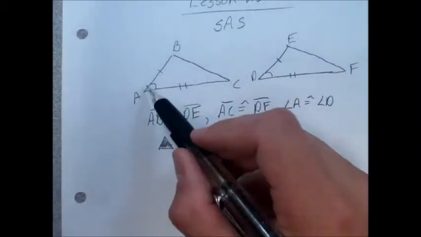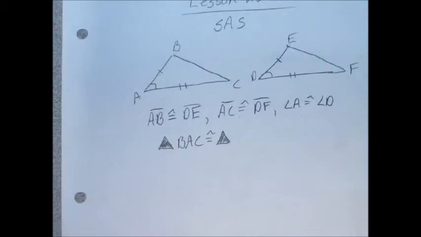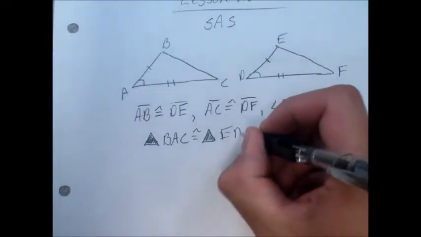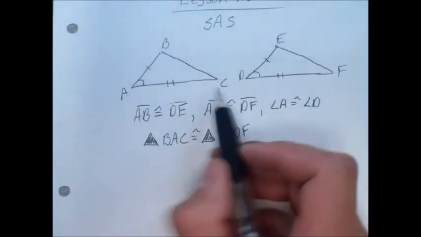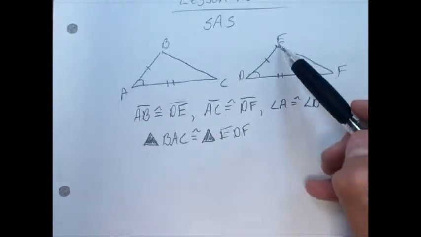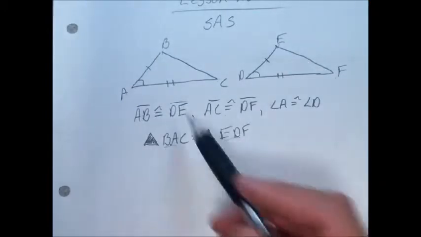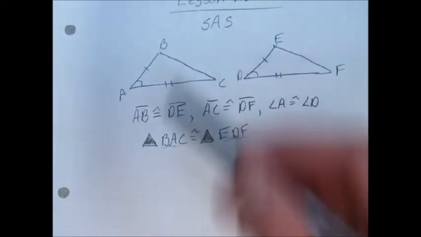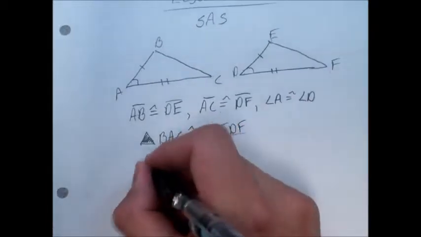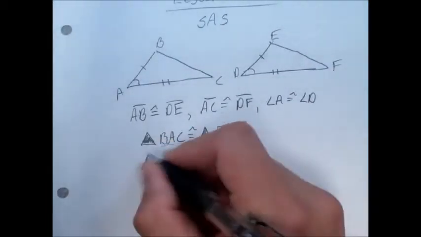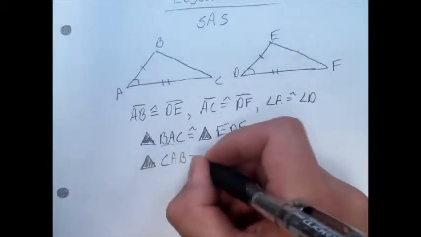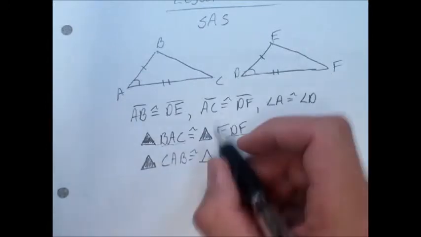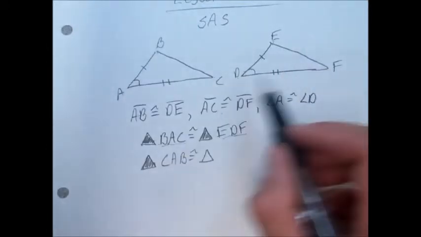Since we went BAC, what should we name this triangle? EDF, right? I have to follow the same order of the triangles because BA corresponds to ED. Notice BA, ED. And AC corresponds to DF. AC, DF. Okay? They go in that order. If I wanted to write my triangle as triangle CAB, then I can still say that it's completely true, but I have to go in the right order. Notice that this one is CAB. I have to follow it FDE.